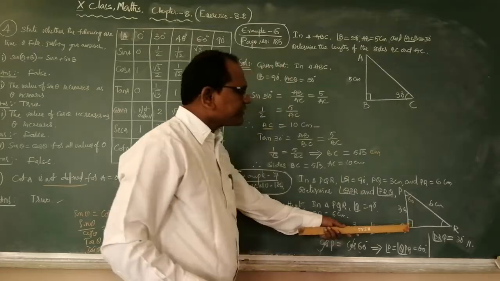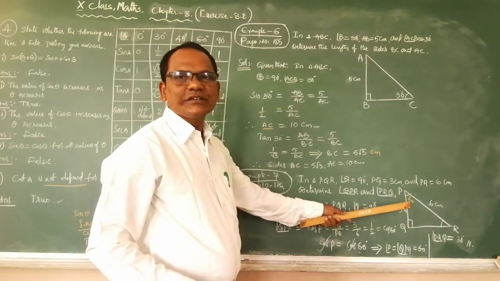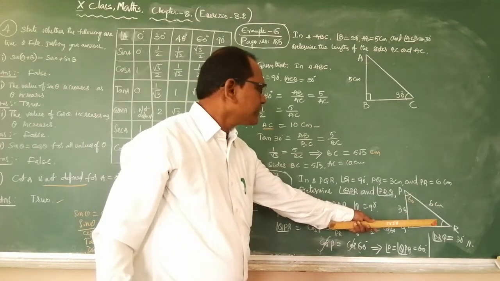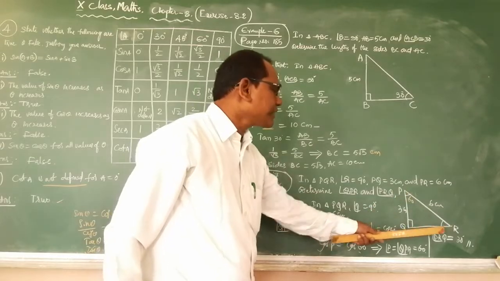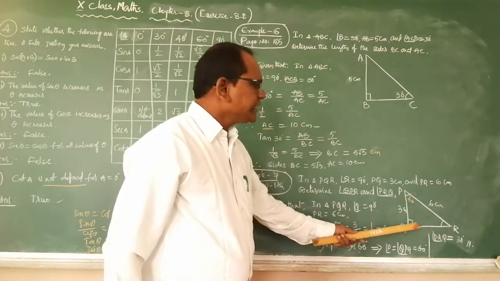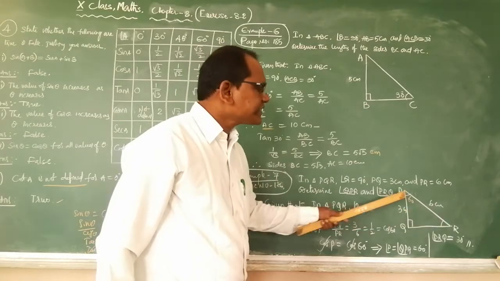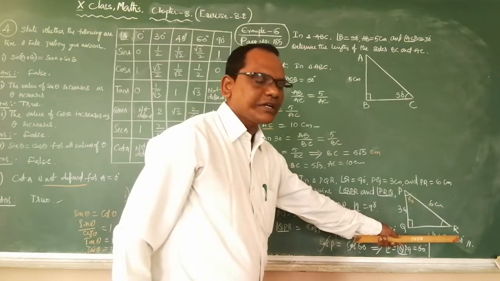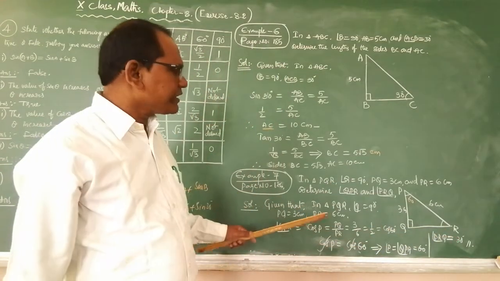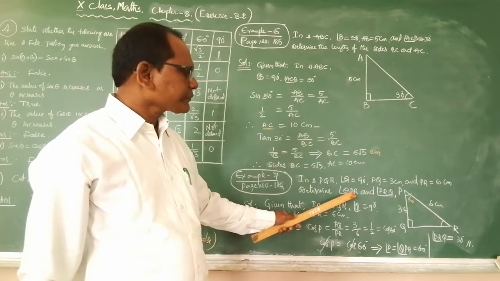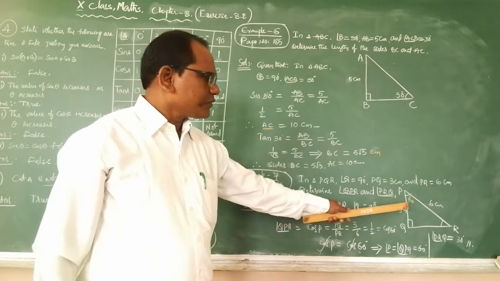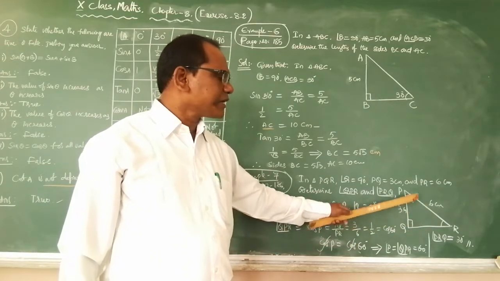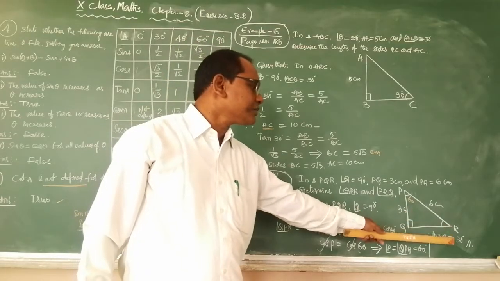The given angle is 90. 90 plus 60 is 150. The sum of these angles is 180, so 180 minus 150 gives the remaining angle R, 30 degrees. Therefore, angle PRQ equals 30 degrees. In this example 7, we got the angle QPR equals 60, and by subtracting the sum of these two from 180, we get R equals 30 degrees.